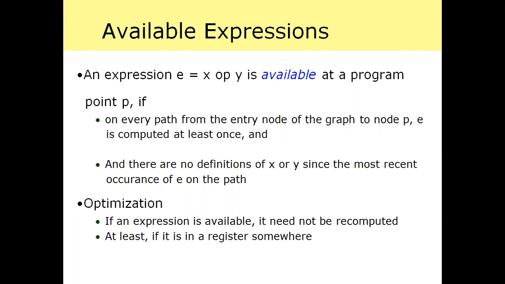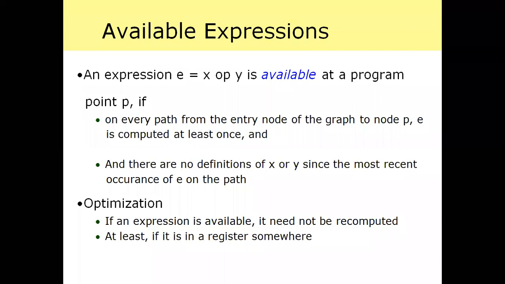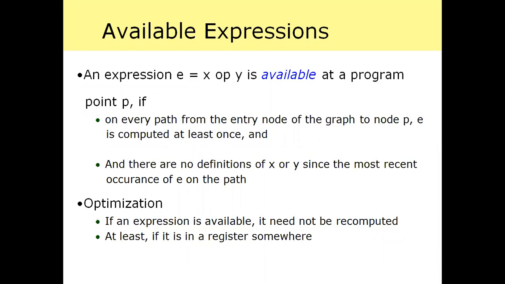I am using an operator like an addition operator, and it is said to be available if there are no definitions of x or y since the most recent occurrence of e on the path. Then only can I say that it is an available expression, right? If the two conditions are satisfied, then the expression is available at a program point P. And the optimization is applied to the available expressions.